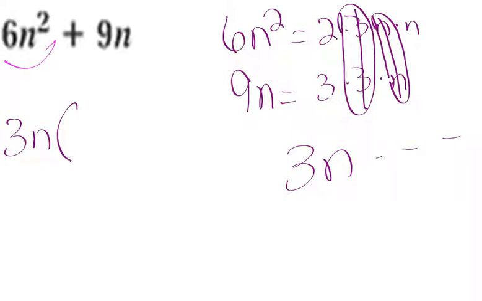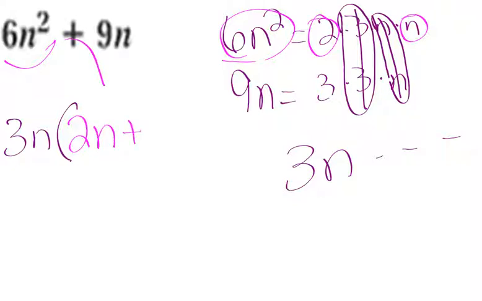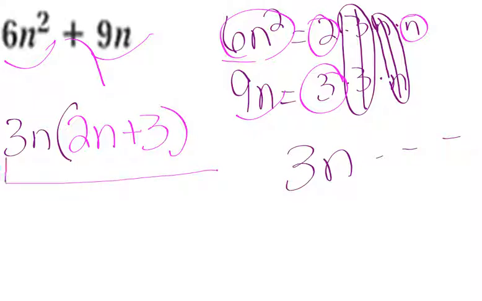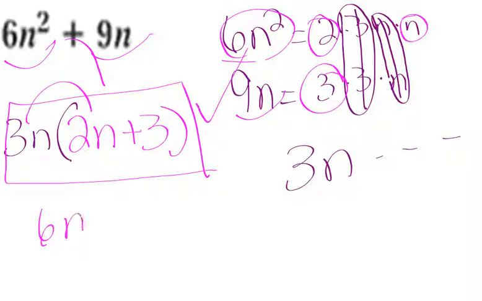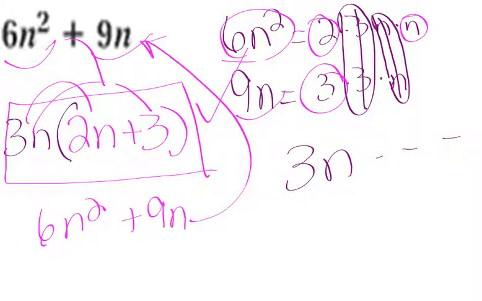So for our first term, 6n squared, what do we have left over? A 2n. So that goes in that first spot, that first term. Keep your sign. And for our second term, 9n, we just had a 3 left over. And that's all there is to it. That's your answer. How do you check your work? Well, distribute it back out. So 3n times 2n is 6n squared, and 3n times 3 is 9n. Does that match your original equation? Yes, it does. Then that answer is correct.